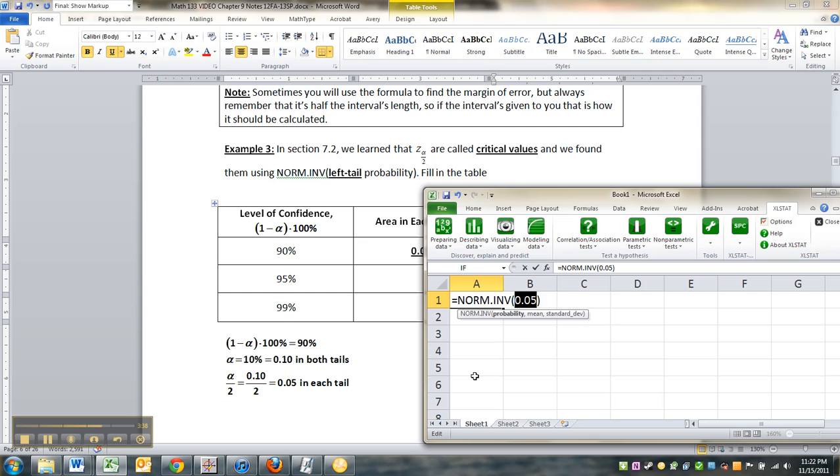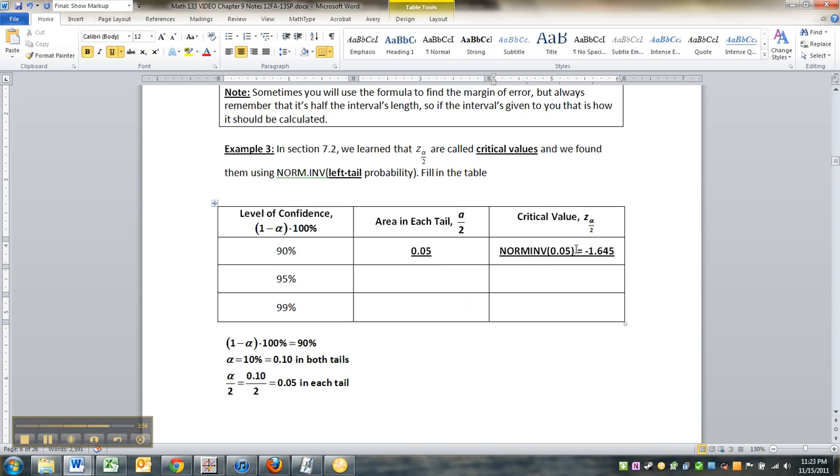What did I do wrong? Oh, my fault. This is the newer version. So mine requires the mean, which is 0, standard deviation, which is 1. Oh no, yours will too. I'm sorry. So any norm inverse will want 0.05, comma 0, comma 1. I forgot about that. And notice it's negative 1.645. And then you can just make it positive because we don't really need the negative.